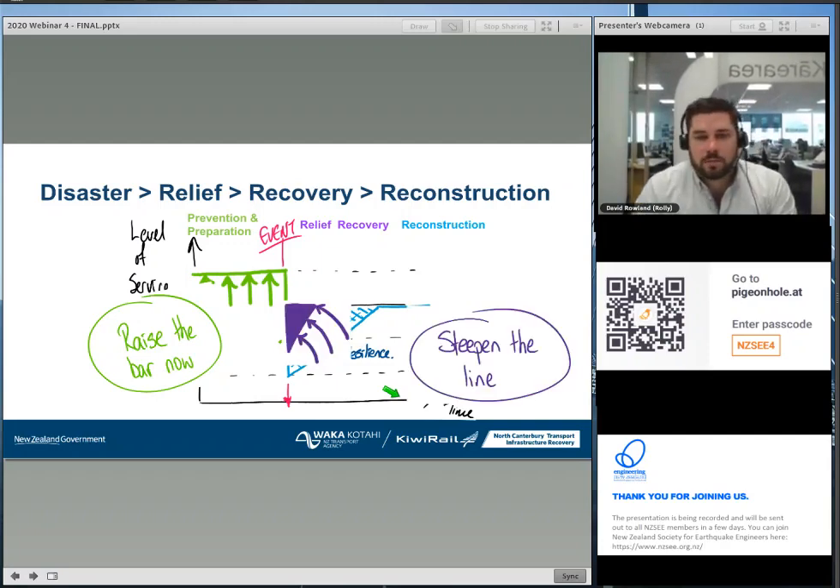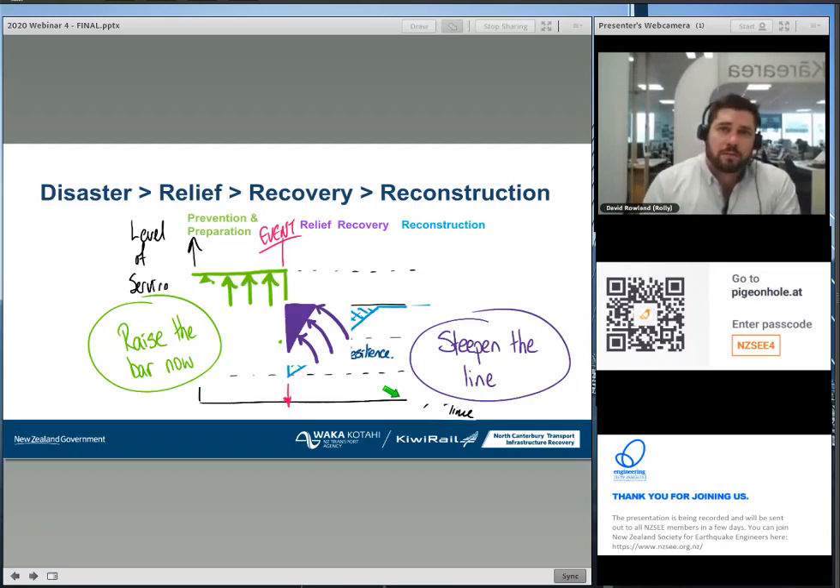The other element that we need to be doing is steepening the line. And this is my subtle play at flattening the curve to keep it relevant with COVID. But we need to be increasing the rate of recovery. And this was NCTIR's primary focus. This was our thing. Program was number one for us. And to deliver on that promise of steepening the curve, we were aided by the alliance delivery model, the commercial model that we were working under, and also, quite importantly, the order in council that was passed. And they really enabled us to be quick and responsive.